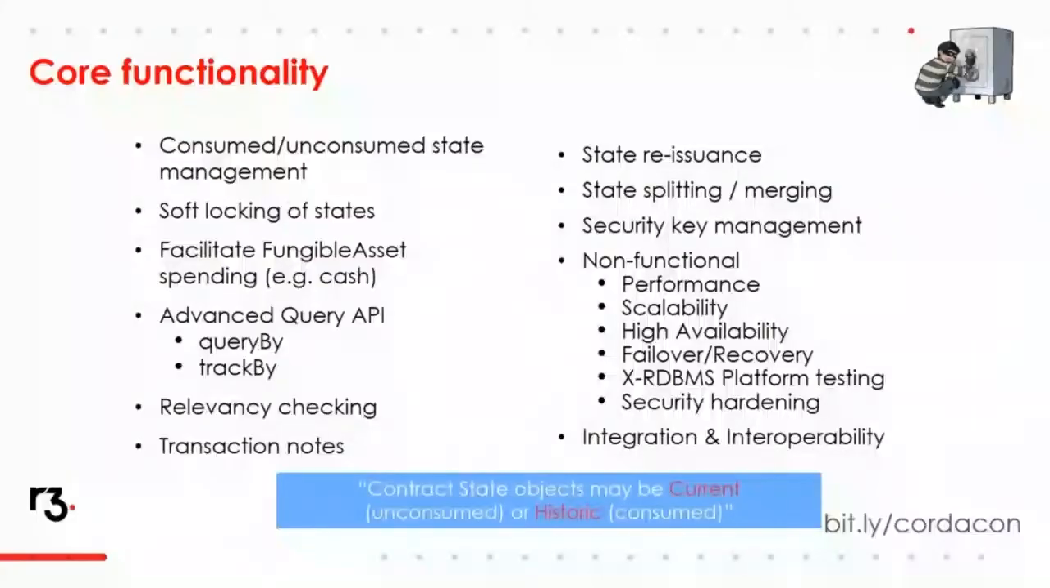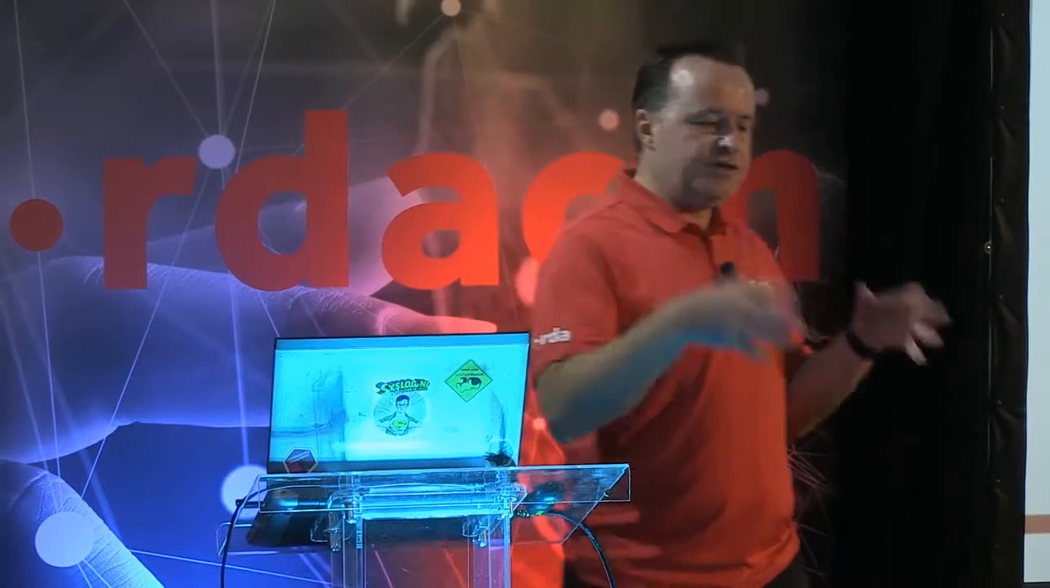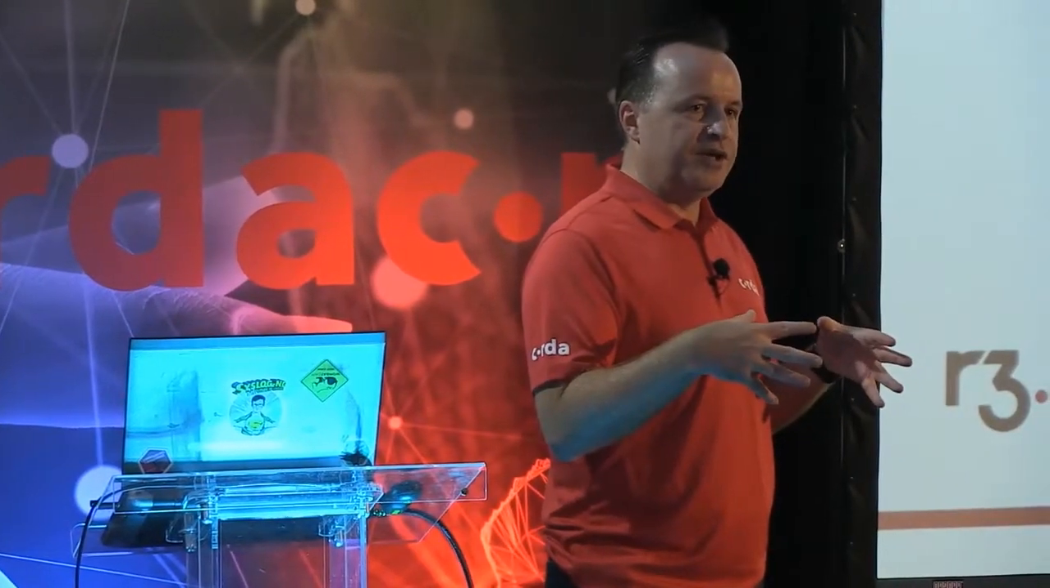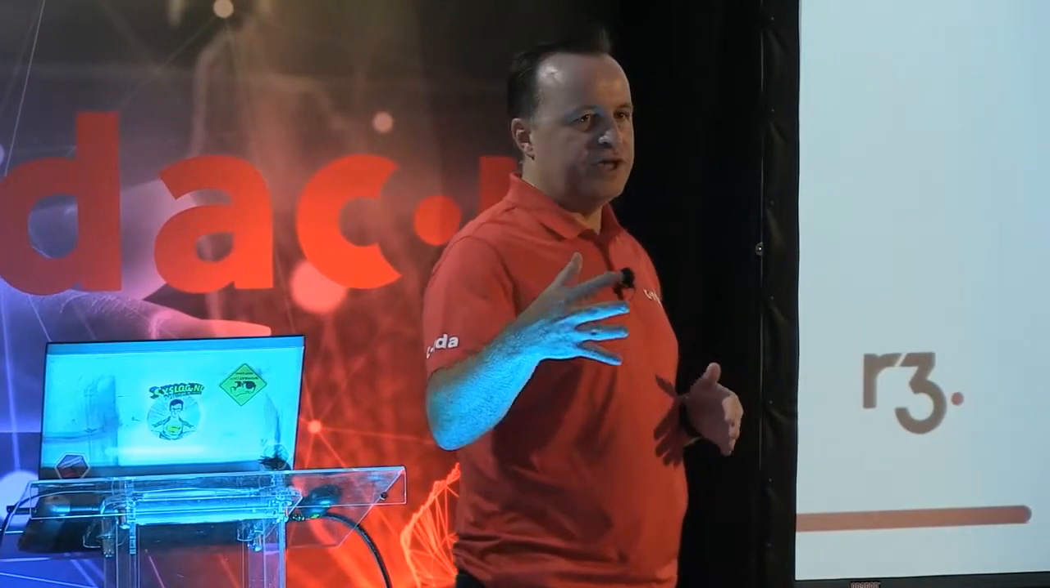Soft locking. Soft locking is a mechanism that prevents multiple transactions from trying to spend the same states in the vaults. And by doing that, it prevents double spending, which would ultimately be rejected by a notary. But if you imagine there could be many, many flows in a Corda node trying to spend the same states at the same time, we need a mechanism that prevents that happening before notarization rejects that. So in a way, it's a performance optimization.